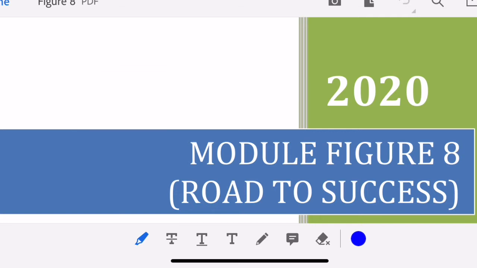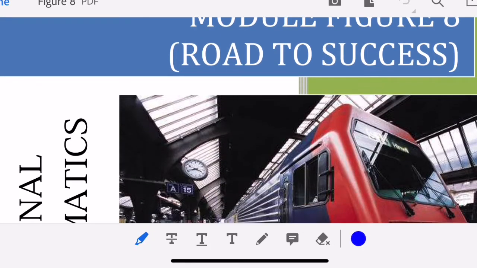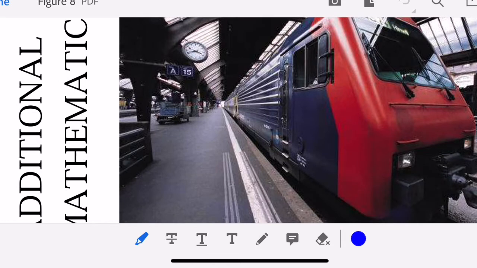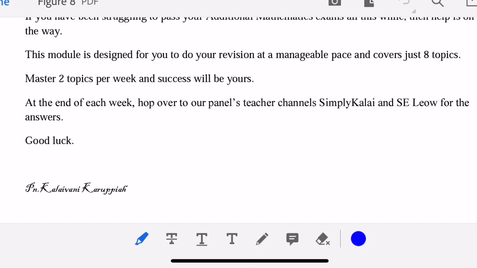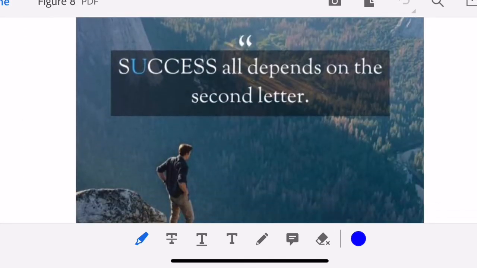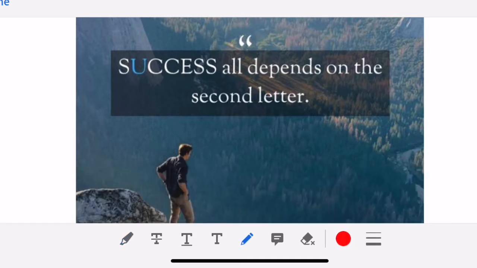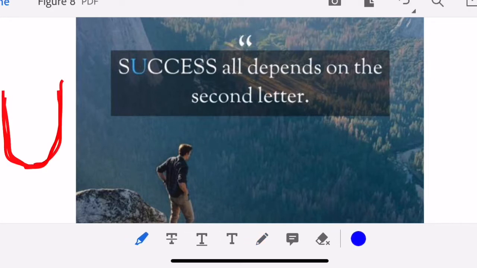The questions are also quite easy, I guess. So let's go through the questions. Road to success. Yes, you are heading on a successful journey. This is the message from your teachers. Success all depends on the second letter, U, right? You understand? This is very meaningful. I like this. You are the one who will determine whether you will be a successful person or not. Okay, so let's get started with the class.